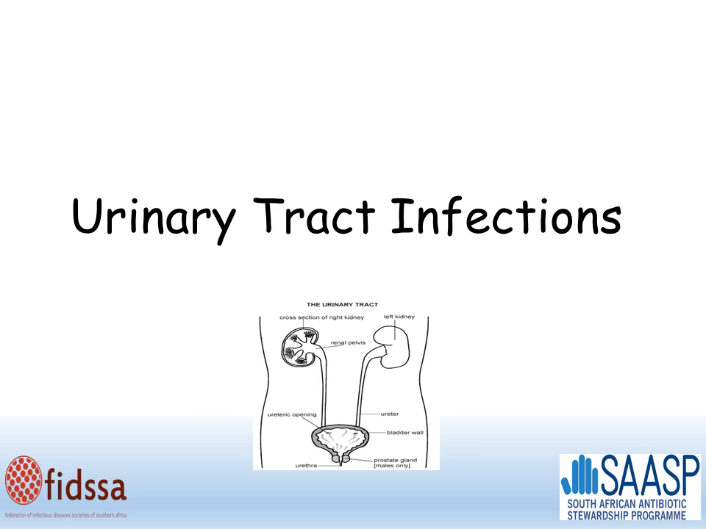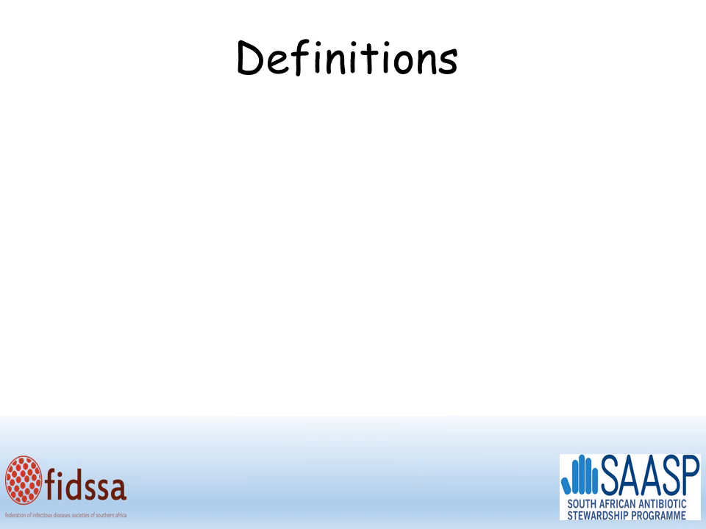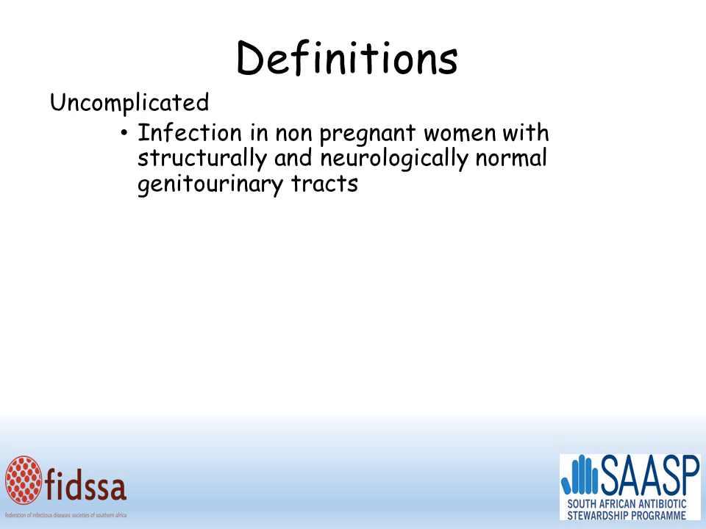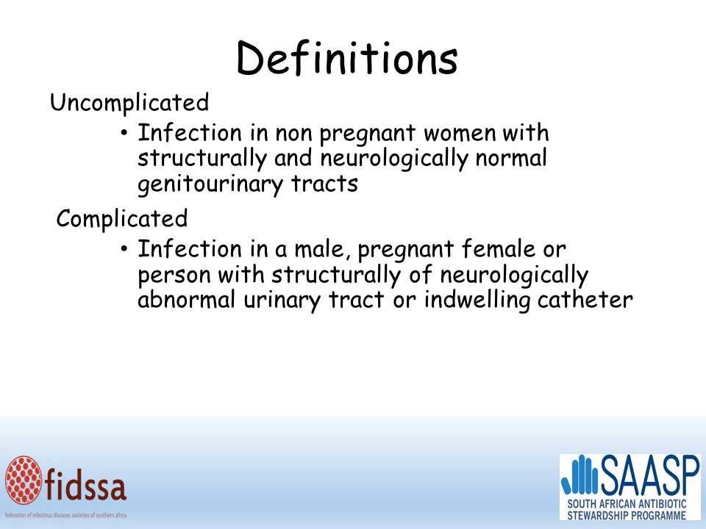This lecture is on urinary tract infections. To begin with some definitions, firstly there's uncomplicated UTI. This is defined as infection in a non-pregnant woman with a structurally and neurologically normal genitourinary tract. Complicated UTIs are in all other people.